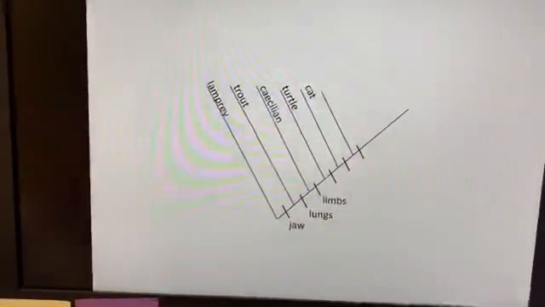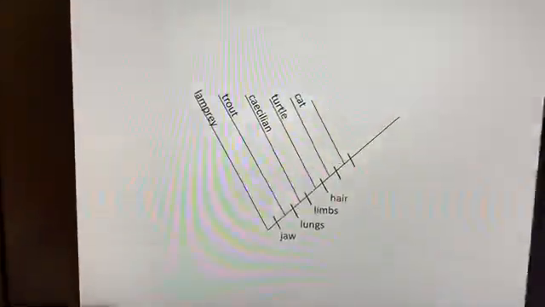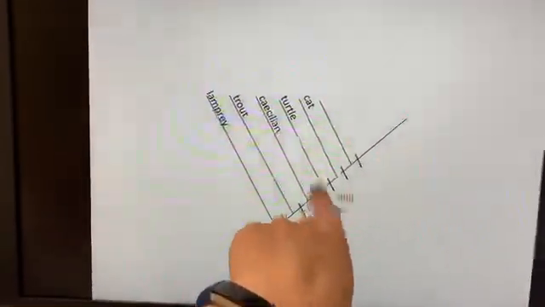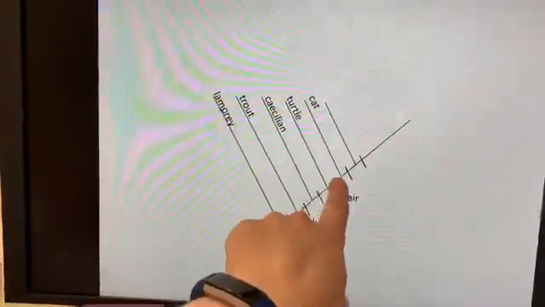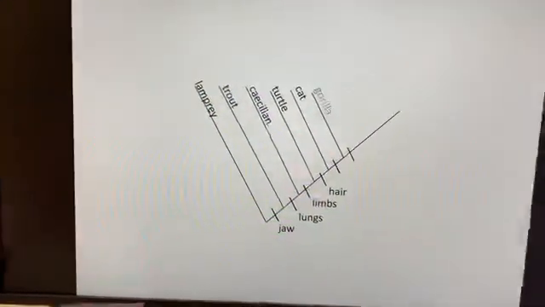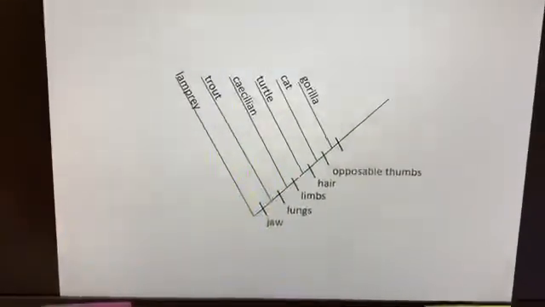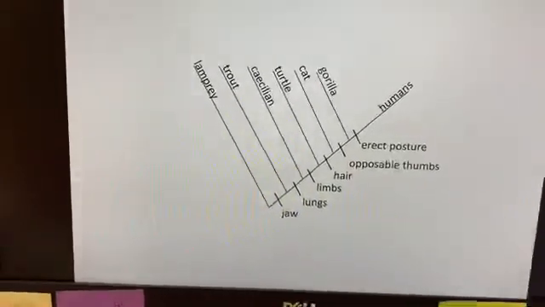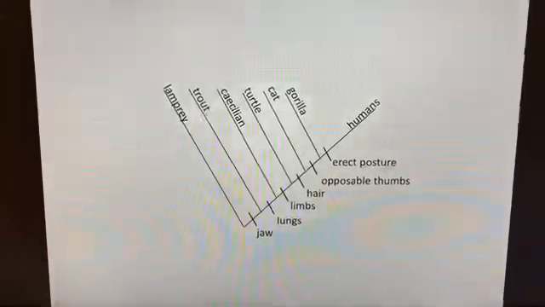Next is the cat. The cat has the hair that the turtle doesn't. So the hair is the derived characteristic that separates this ancient ancestor from the rest. This ancient ancestor of turtle and cat does not have hair. This ancient ancestor of all the others does have hair. The gorilla. What separates cats from gorillas are the opposable thumbs. And what separates the gorilla from humans is the erect posture, the upright standing posture, standing on the back legs. All right, so we have now filled in the cladogram.